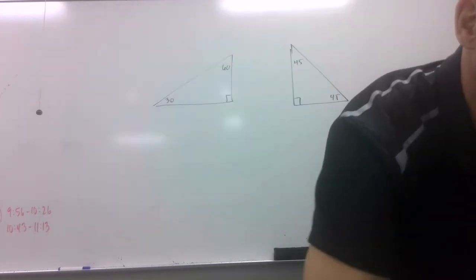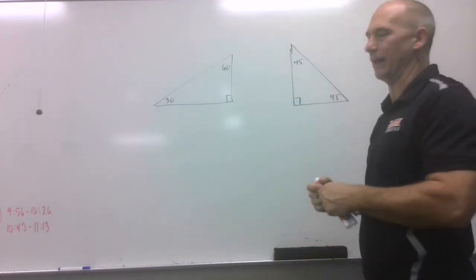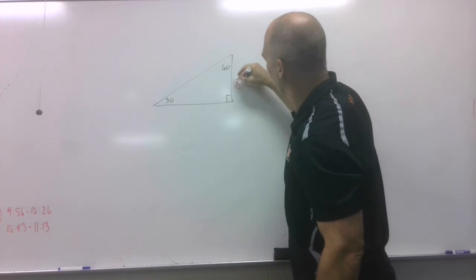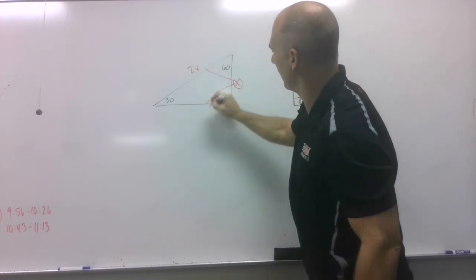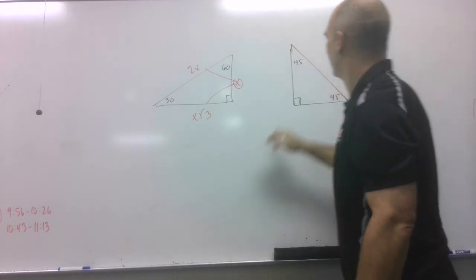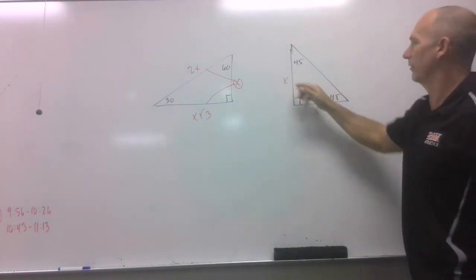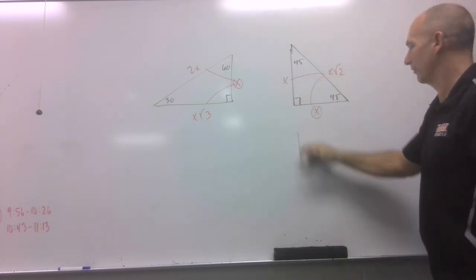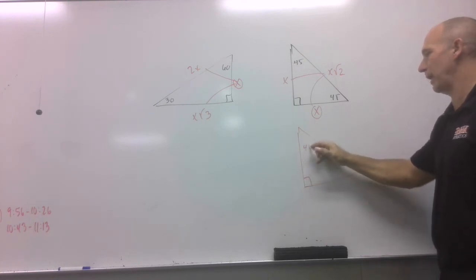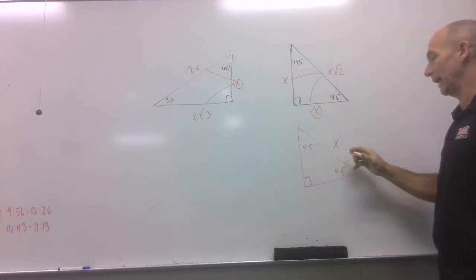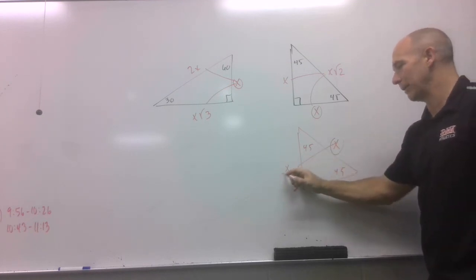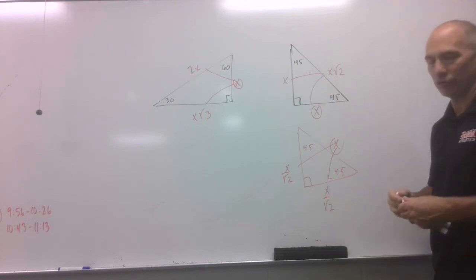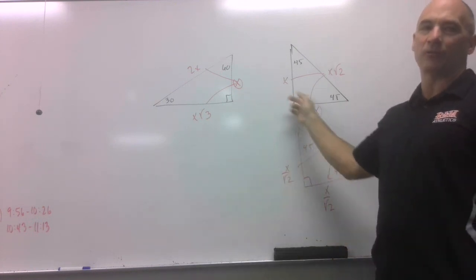Last little portion of this pre-lesson. We got ourselves our 30, 60, 90. If you remember, this is x, and you have to double it to get this, and you have to multiply that by the square root of 3 to get that. 45, 45, 90, these two sides are the same. You have to multiply by the square root of 2 to get there. Now there's a twist, and that is if you have a 45, 45, 90, and they give you this, you have to divide by the square root of 2 to get there, divide by the square root of 2 to get there. So there's your little warm-up for your 30, 60, 90s and your 45, 45, 90s.